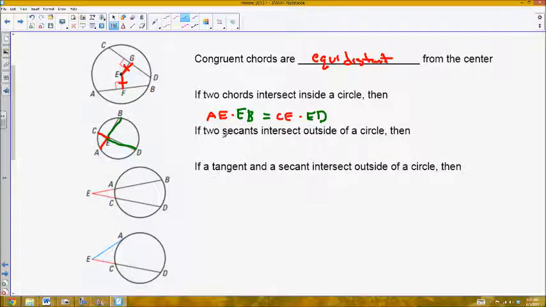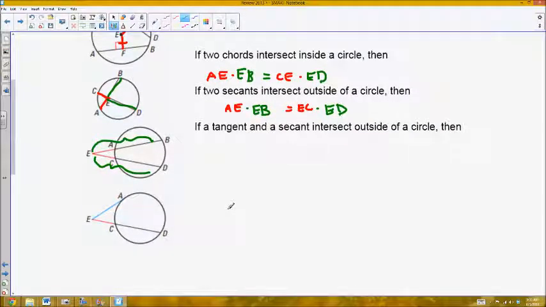If two secants intersect outside the circle, then it's basically the same kind of relationship, except my parts are going to be different. It'll be AE, and I'm going to be multiplying it times the entire secant length. So it's AE, this external segment, times the entire thing, EB, is equal to EC times this entire segment, ED. Okay?